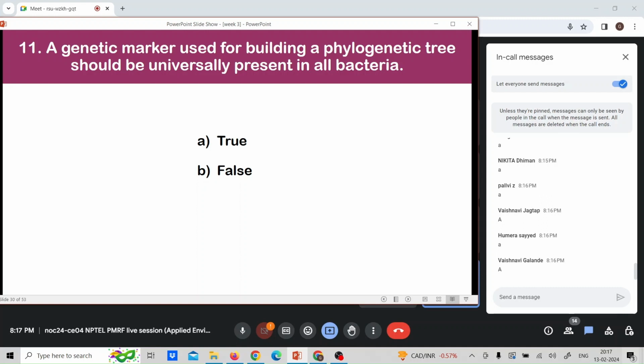The comparison happens based on a particular biomolecule, and that is the genetic marker. What is a genetic marker? Can someone name it? That's a very simple answer. SSU rRNA. Vaishnavi, can you expand what SSU rRNA is?